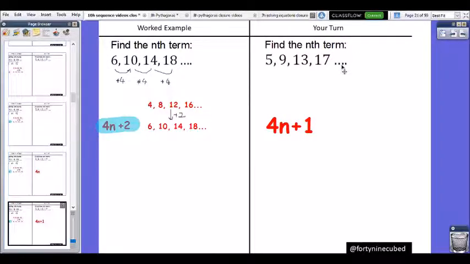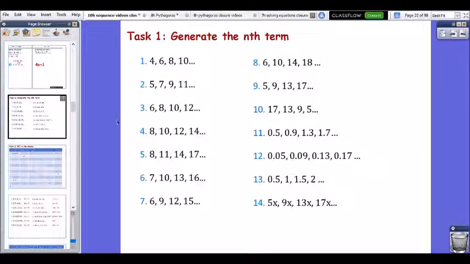We've got 2 tasks to complete today. Task 1 is to generate the nth term of these sequences. You will notice some interesting patterns between each answer. Please ask yourself, why are these patterns emerging? See if you can explain the relationship between each question.